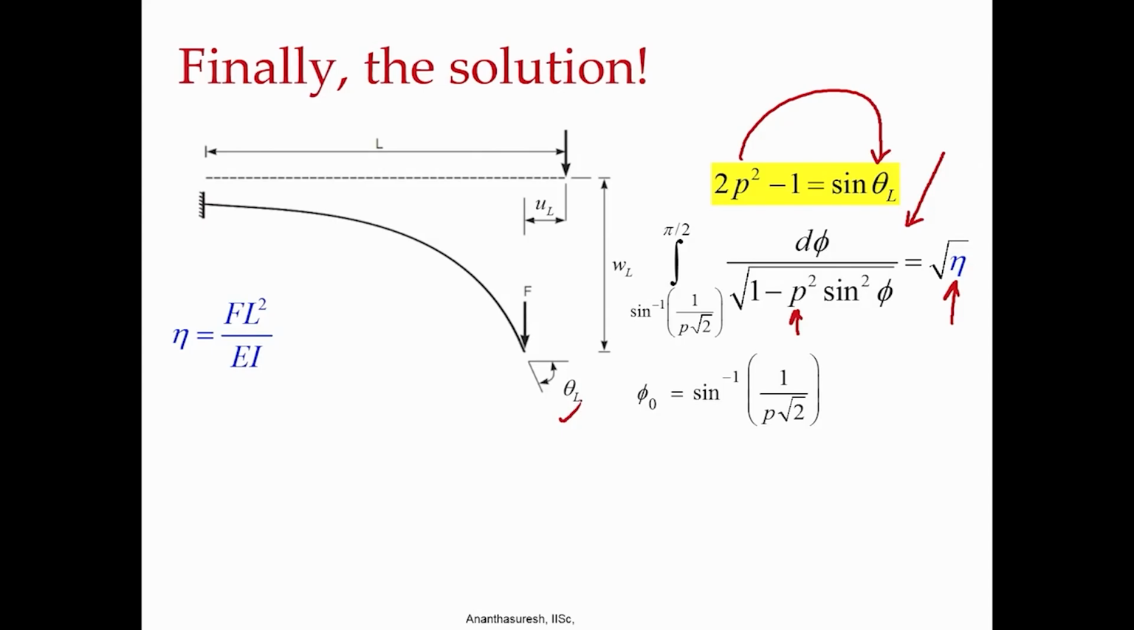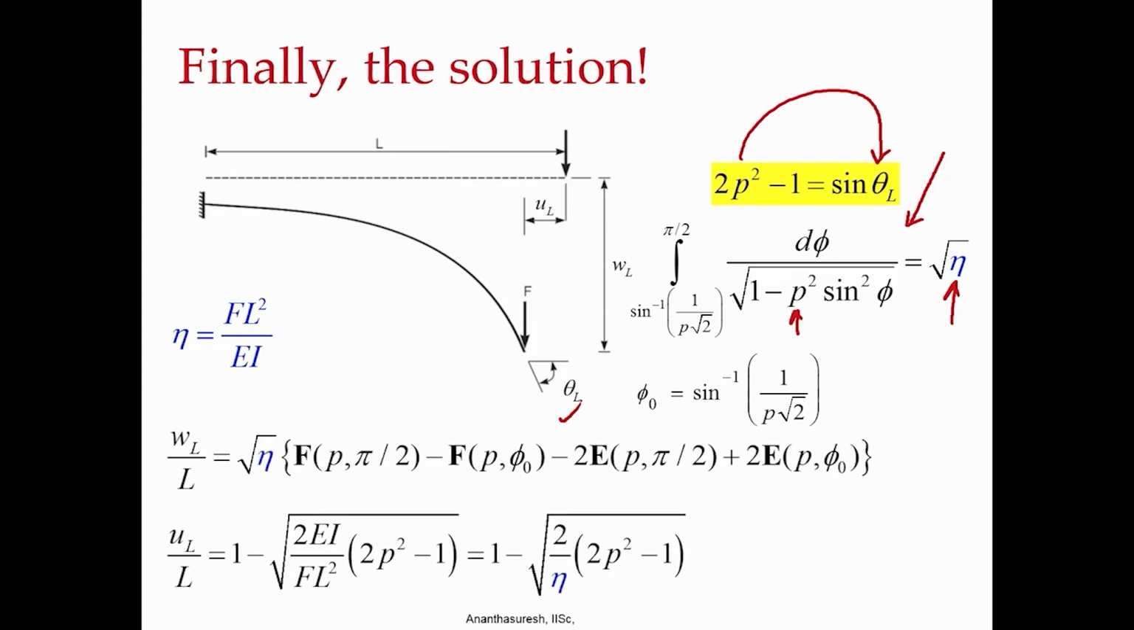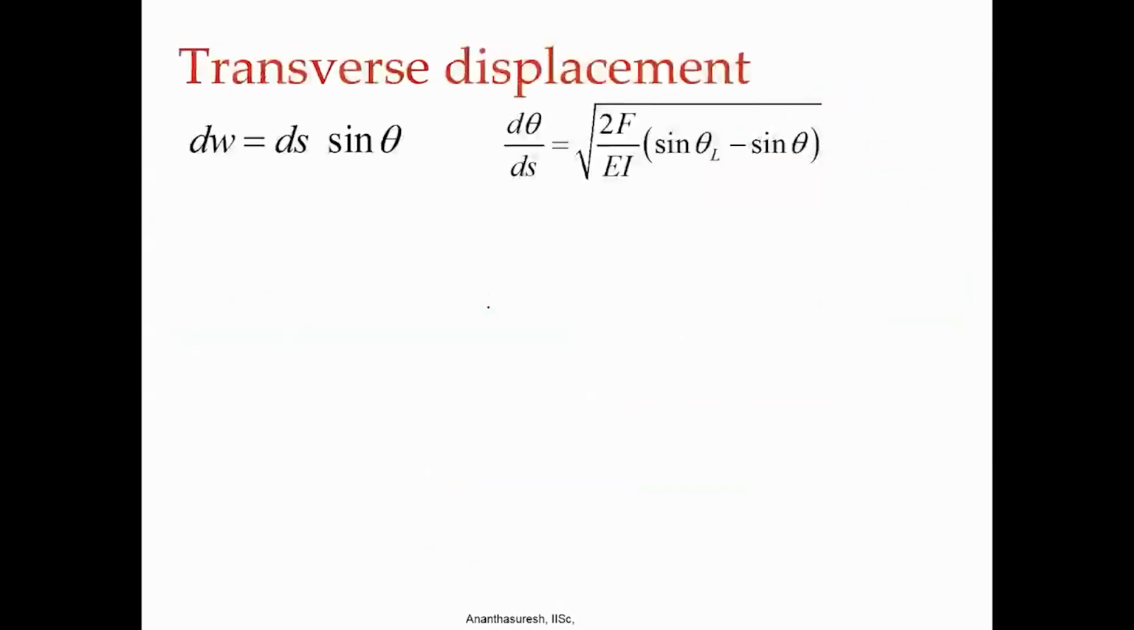How is it useful? In fact, we have found θ_L. When we have θ_L, we can get the other ones as well. What are the other ones? We want to find out what this W_L is and what this U_L is. So, for both of these, we have now F denotes the elliptic integral of the first kind, complete, this is incomplete, this is the second elliptic integral, complete, and then incomplete, because this φ naught is there, and U_L involves only this p and this η. So, we are able to get them at the free tip. We can also get everywhere in between, as we will see now. Let us see how this works.